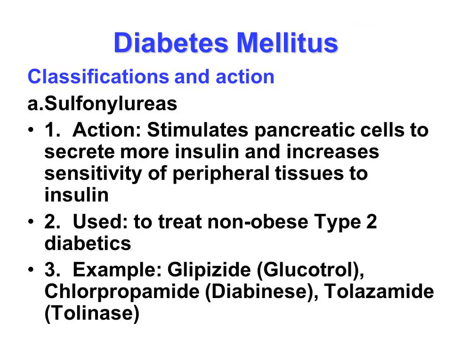Diabetes mellitus classifications and action. A. Sulfonylureas. 1. Action: stimulates pancreatic cells to secrete more insulin and increases sensitivity of peripheral tissues to insulin. 2. Used to treat non-obese type 2 diabetics. 3. Example: glipizide, Glucotrol, chlorpropamide, Diabinese, glyburide, Diabeta.